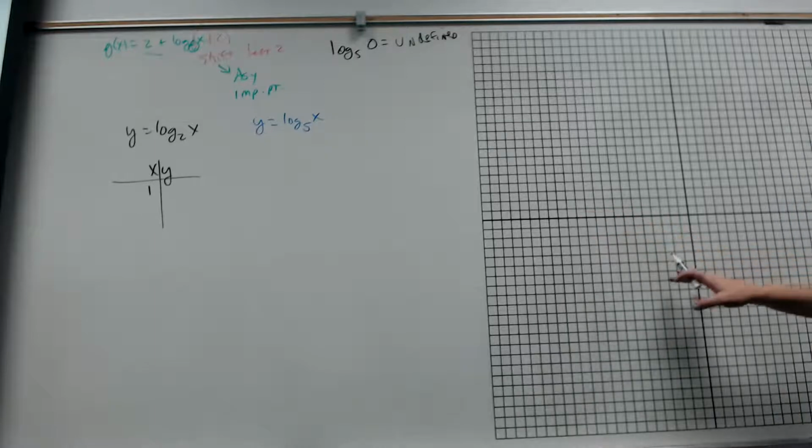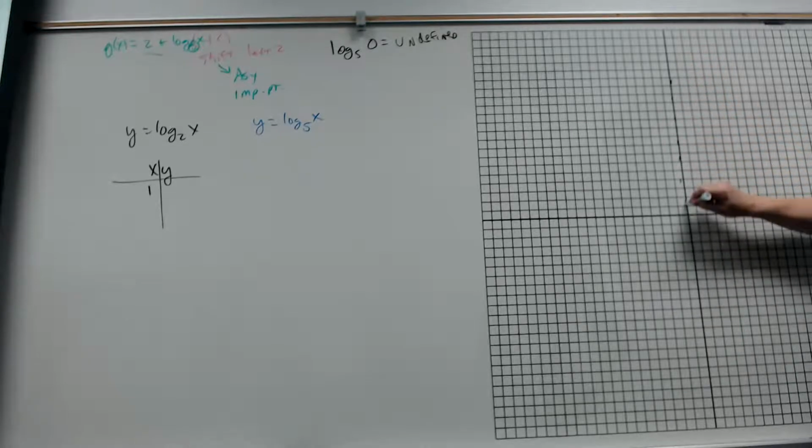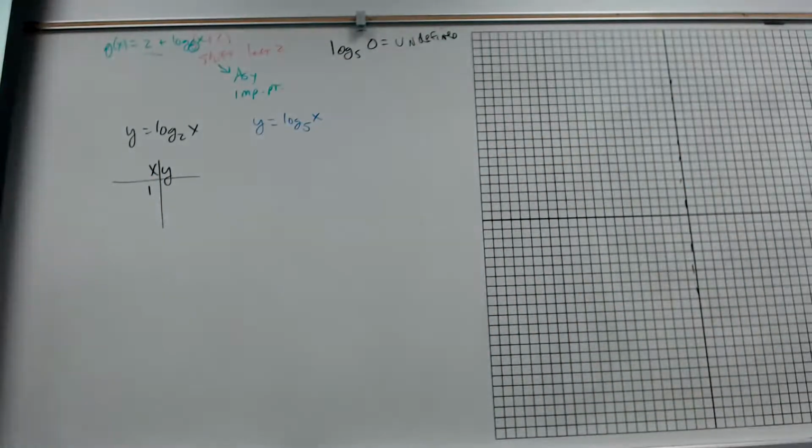Can I ever get to 0? It's not in the dictionary. That's where my asymptote is, right? I've got an asymptote right there. Can't take the log of 0. It's undefined. Okay?